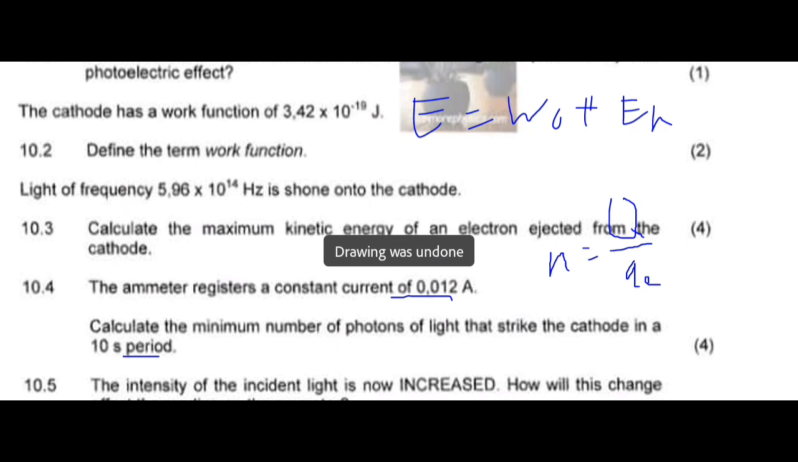Or if they give you charge and time, we can easily find the current. Same formula, right? Remember, I is equal to Q over T. Forgive my handwriting, I'm not using a pen. So current is equal to Q over T, and we can get the charge. When we make charge the subject of the formula, Q ends up being equal to I times T.